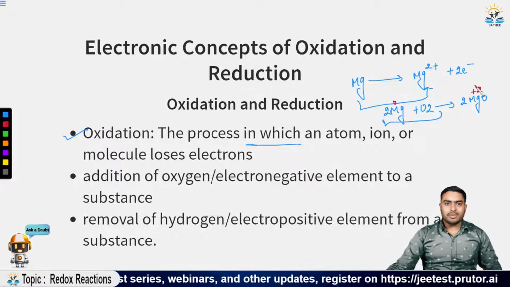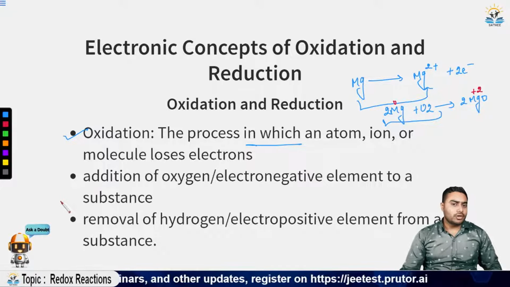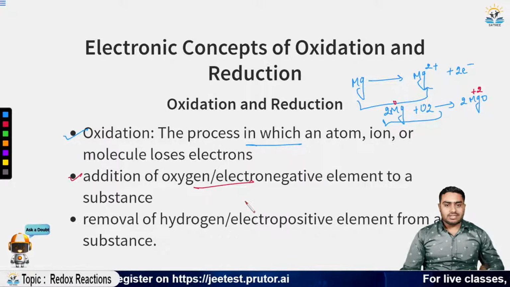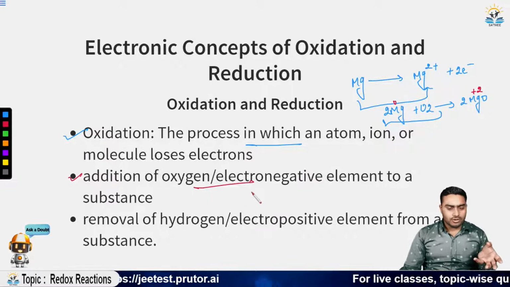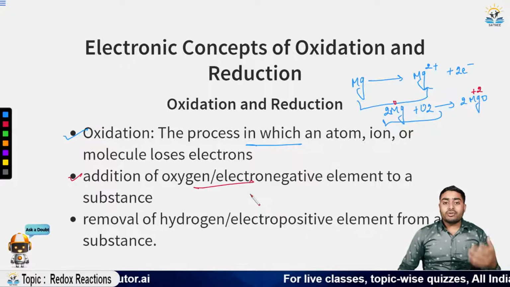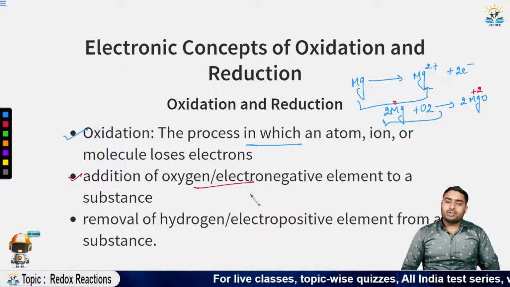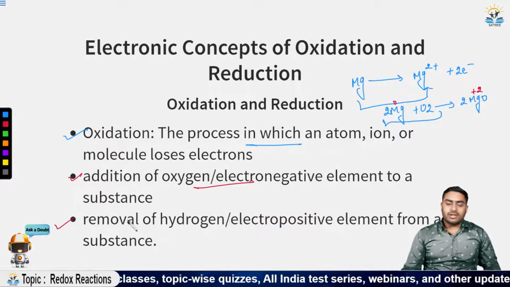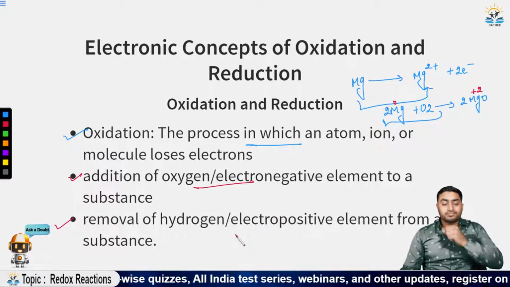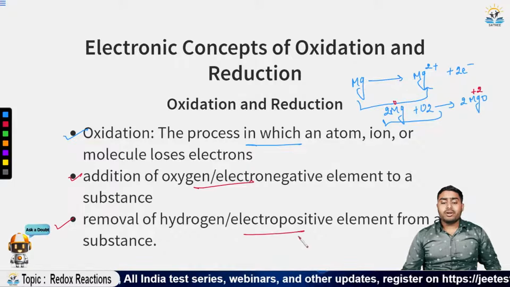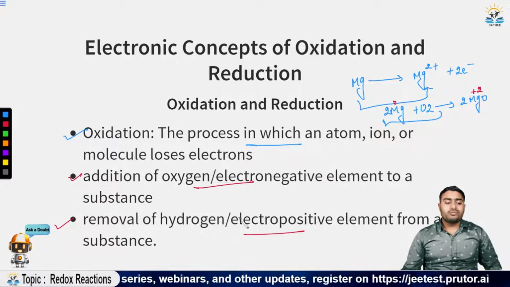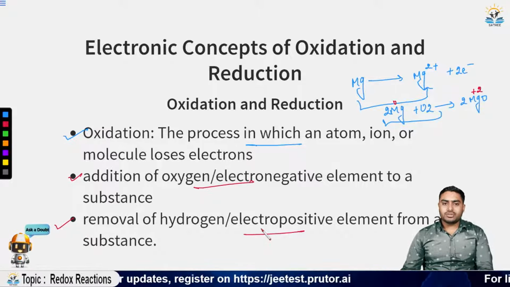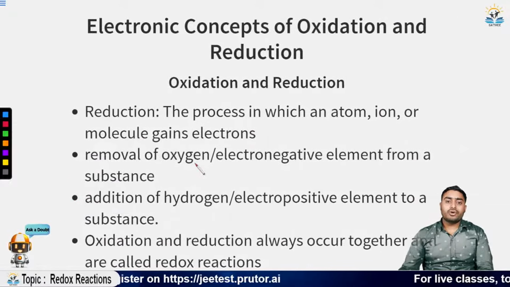You will get a clear idea about this in the upcoming time. Addition of oxygen or any electronegative element to a substance is called oxidation. Removal of hydrogen, as I already told you, or removal of an electropositive element from a substance is also called oxidation. So these are some definitions of oxidation. Let's go to the definitions of reduction.